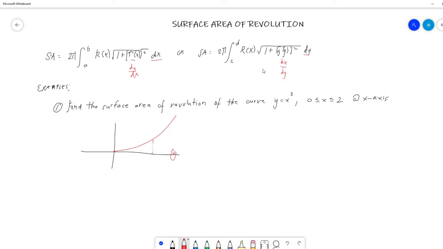Okay, let's have an example. Find the surface area of revolution of the curve y is equal to x cubed. The limits are from 0 to 2, and you are going to revolve it about the x-axis.